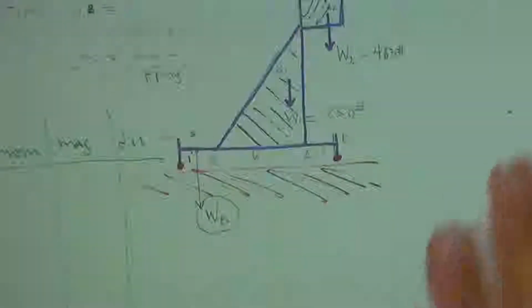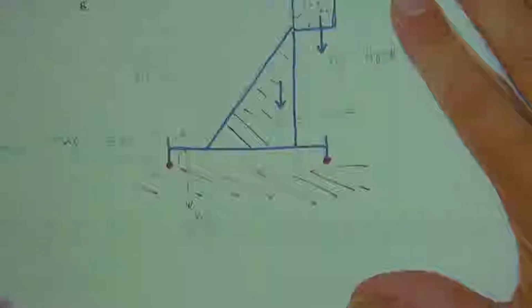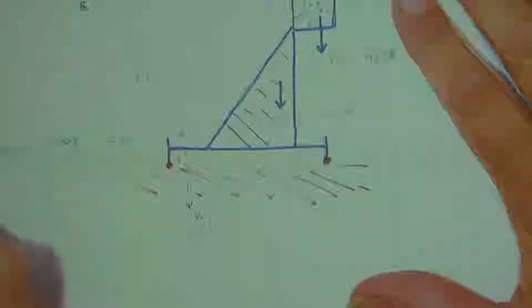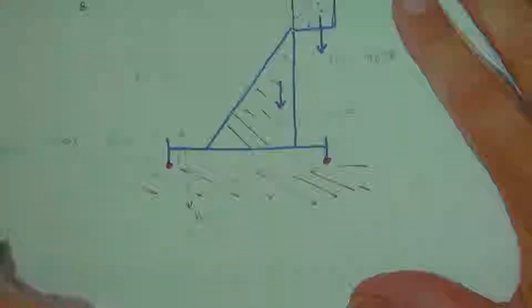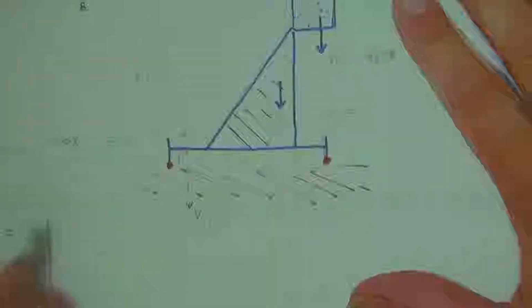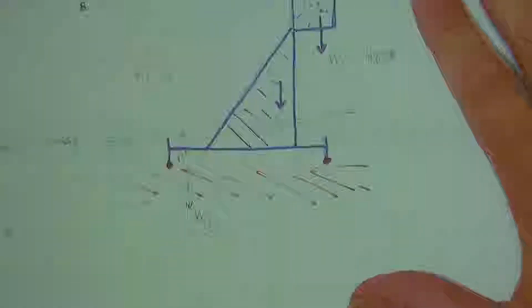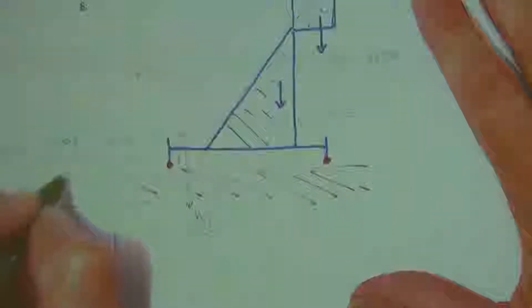Okay, Eric, we're up to you. So what are some forces here? W2, W1, WB. Okay, let's stop there. So W2 and W1, what do we know? We know everything.